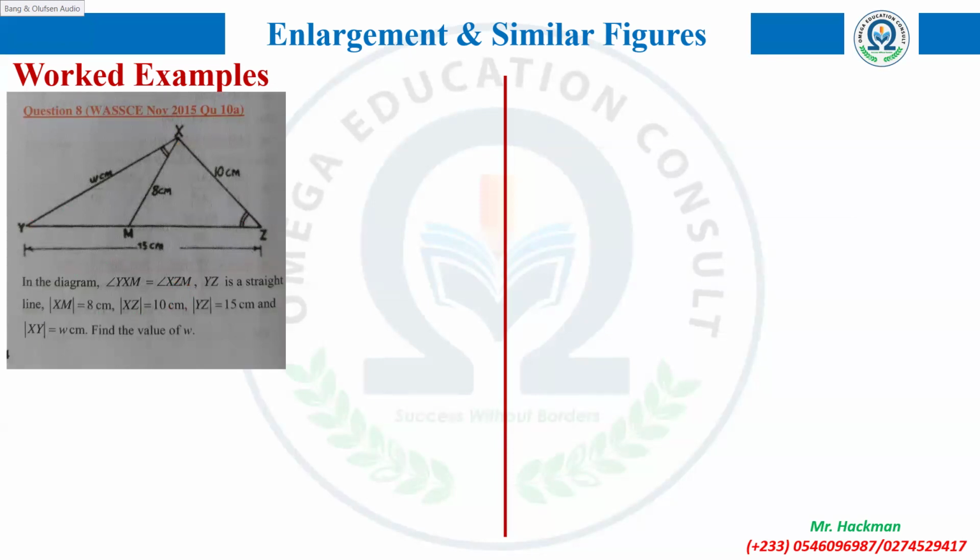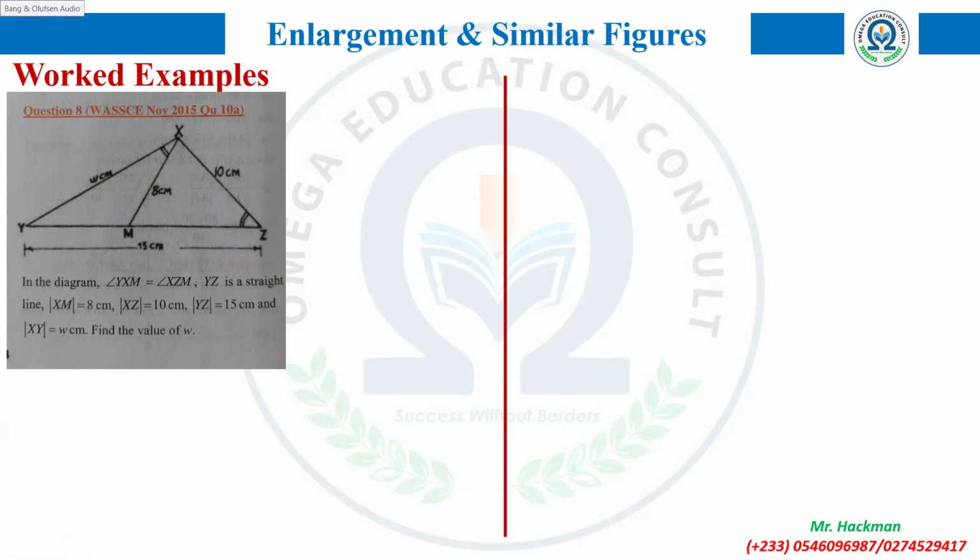Yes, please. YZ is a straight line. So where is your YZ? This is a straight line. Then the length of XM, you know XM. The length of XZ is 10. You've been given the measures there. We need to find the value of W. So where is W? You want to find this.